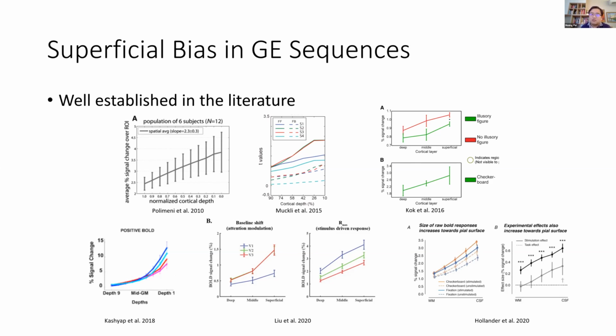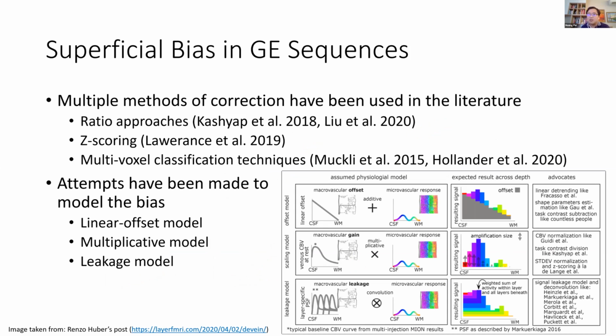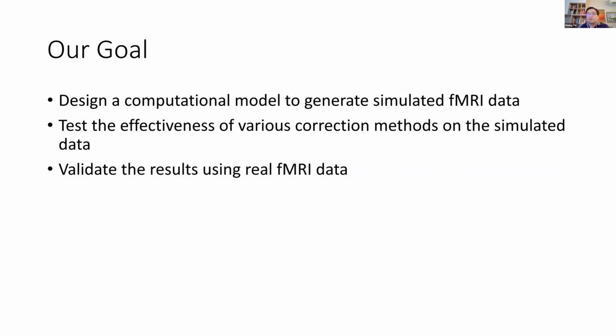Okay, so to solve the problem of superficial bias, multiple different methods have been utilized in the literature, and people have also attempted to model the bias. The figure here is taken from Haber's blog, and it beautifully illustrates the three main methods: linear offset, multiplicative, and leakage models that are being explored currently, as well as the proposed methods of correction for the respective models.